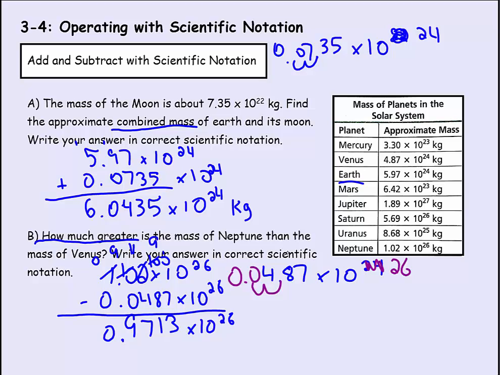We know this is not correct scientific notation. We need to multiply this times 10 to make it correct scientific notation, which means we multiply it times 10 one last time over here. So we move that decimal over, giving us 9.713. We multiply times 10 one last time, so times 10 to the 25th.